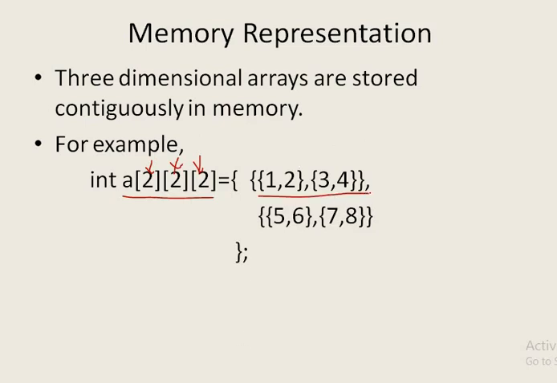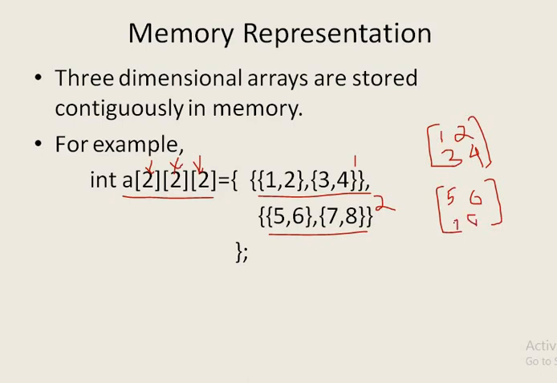The first line represents block number 1, and the second line represents block number 2. The first block has 4 different elements arranged like this: 1, 2, 3 and 4. So we have a 2 by 2 matrix. This is block number 1, and the second block will have another 2 by 2 matrix, with elements 5, 6, 7 and 8.